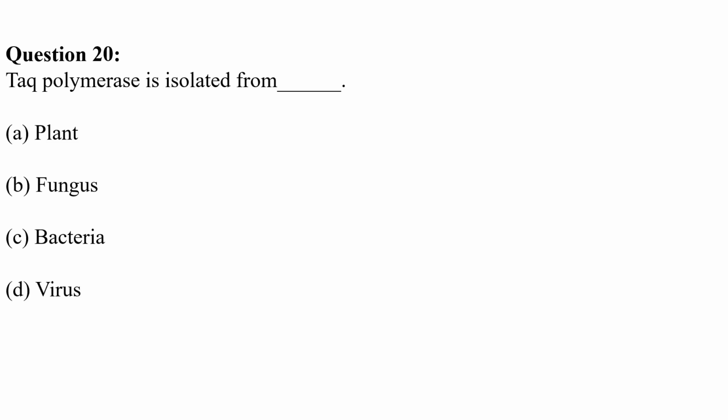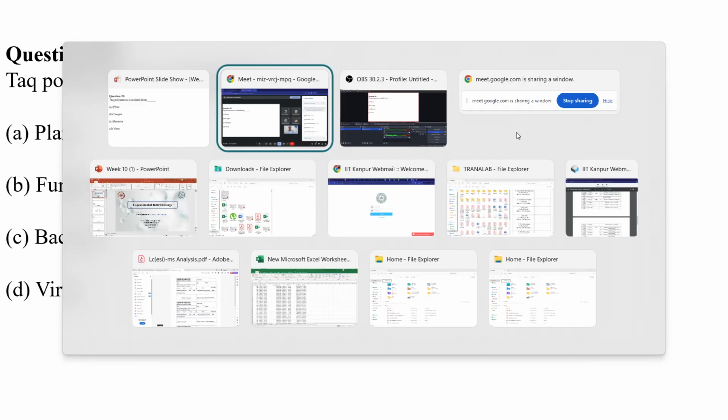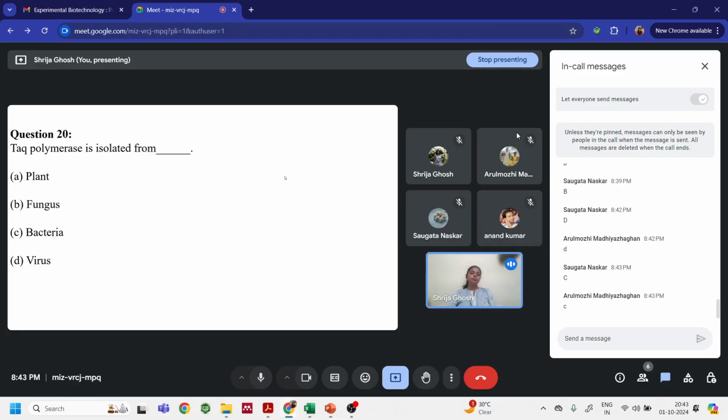Moving on to the next question now. Question number 20. Taq polymerase is isolated from dash. Option A plant, option B fungus, option C bacteria and option D virus. This I have already told you. Both of you have answered option C, that is bacteria. That is the correct answer.